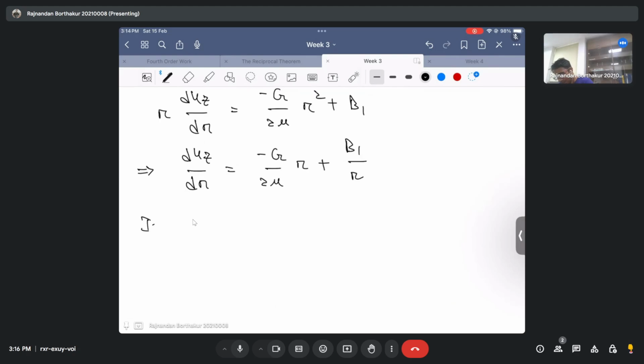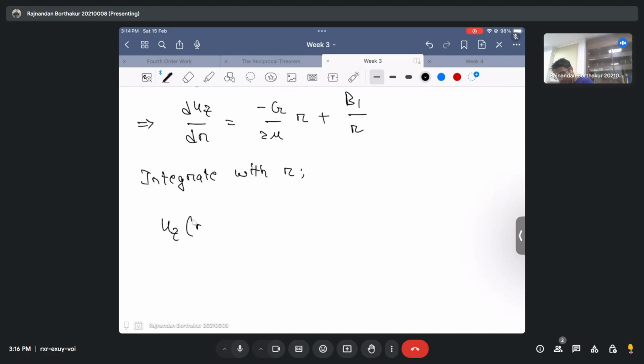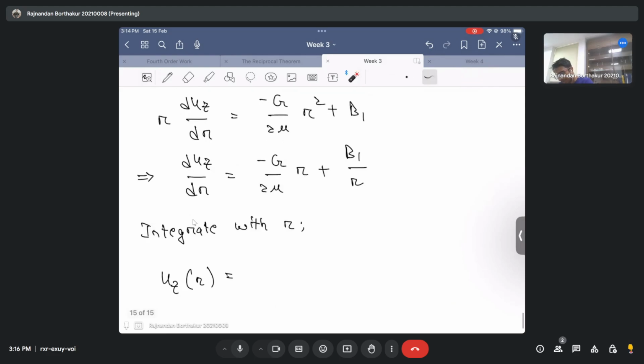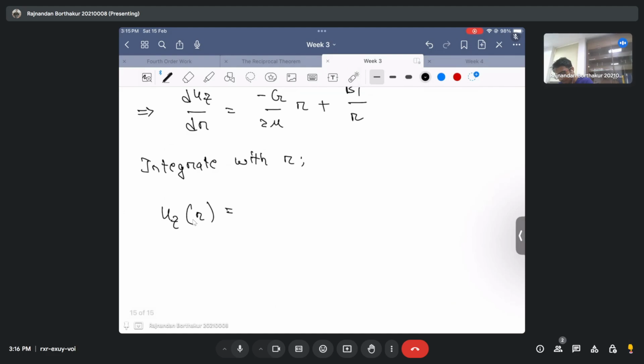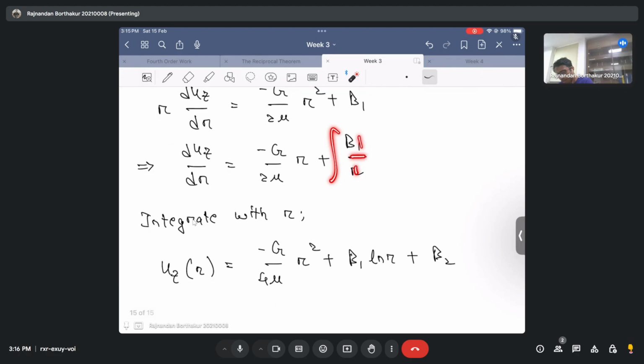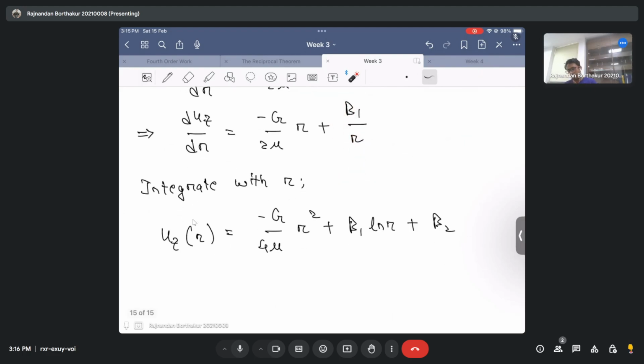Now if I integrate it again with respect to r, I get the velocity profile uz of r, where the first term becomes g by 4 mu r square, plus b1 ln r plus b2. Typically, because the integration of 1 upon r dr is ln r, and I have a constant b1 here, that's the reason why we get this ln r nature in the solution. So that's the solution for uz of r.